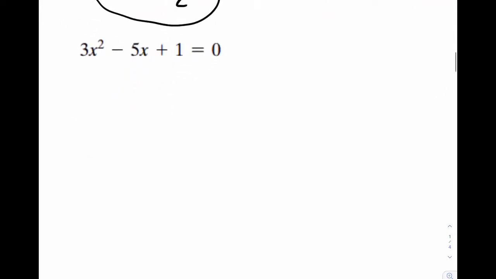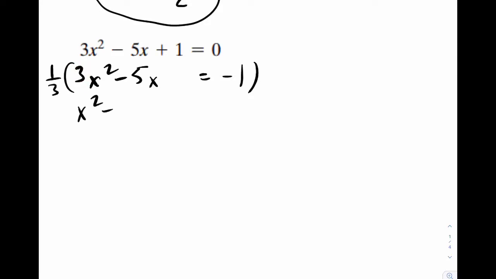Let's try a harder example. We're going to do the exact same first step. We're going to move over that 1, and we're going to multiply everything by a third because I want this 3 right here to be a 1. So now I have x squared minus 5 over 3x. Here's my blank. And that should equal negative 1/3. Now that number I need, just half 5/3 and square it. And notice how I'm just going to write 5 over 6, which is half of 5/3. And I'm just going to write squared. I'm not actually going to calculate that, even though it's pretty easy to do. On the other side, though, I am going to simplify.